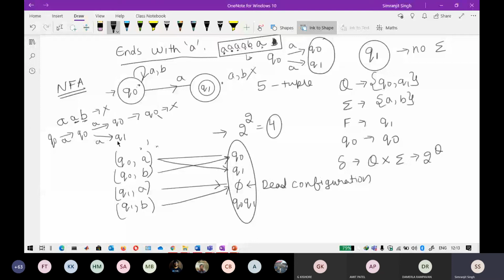Again, if you see, on Q1, it is now at Q1. On receiving an input of B on Q1, it is not defined here. So this is a dead configuration. Q1 on B is not defined. If you land in a dead configuration, it again means that this string does not lie in the language. So do not get confused by it.